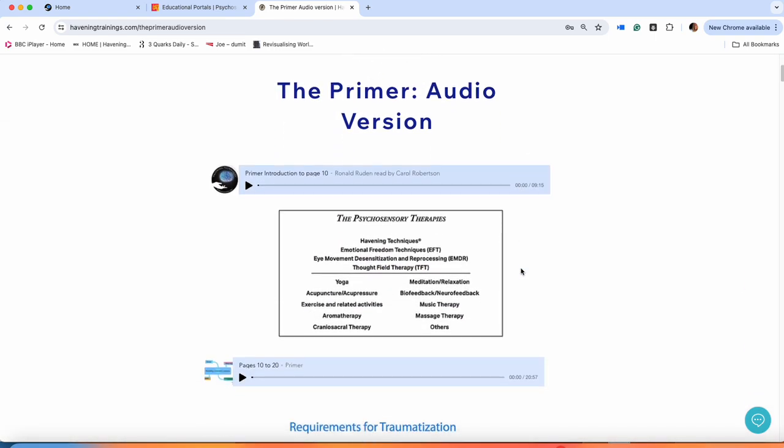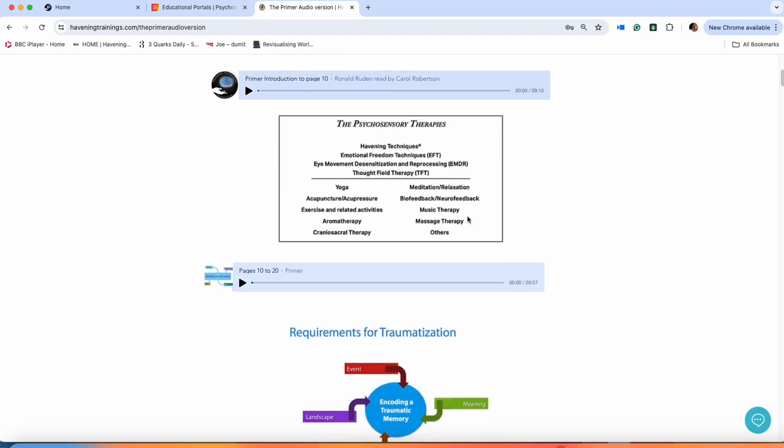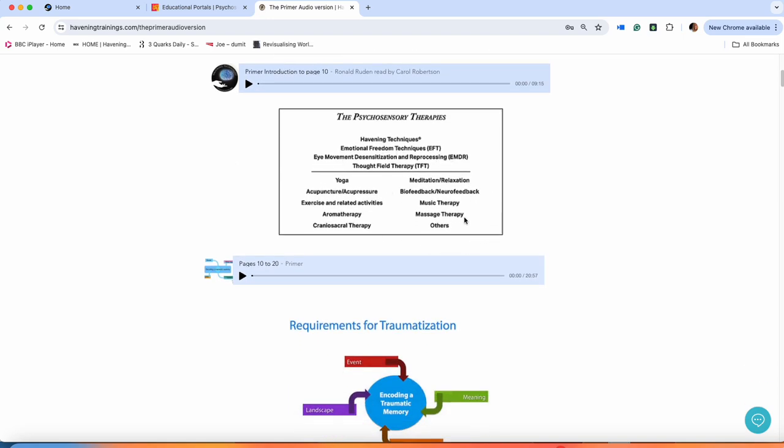Let's go in. There you go. So there's the first chunk, and there's the key illustrations for that. There you can see he's outlining his psychosensory therapies. What are psychosensory therapies?